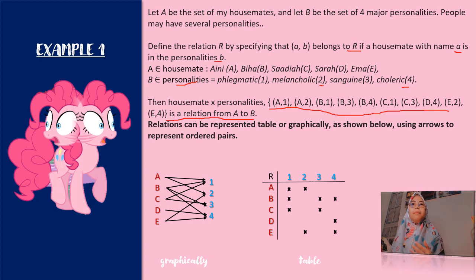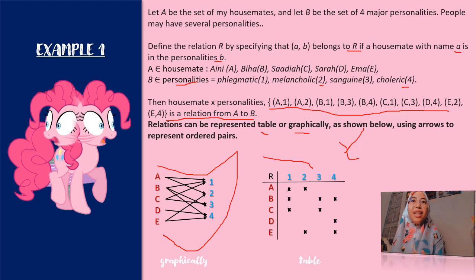Relation can be represented by table or graphically as shown below, using arrows to represent ordered pairs. So this is graphically, and this one, the second one, is the table. So we can see A1, A1, A2, A2, A2, continue until finish.